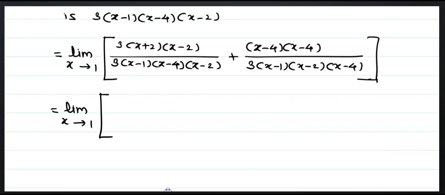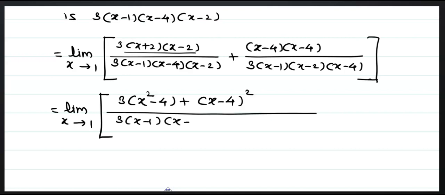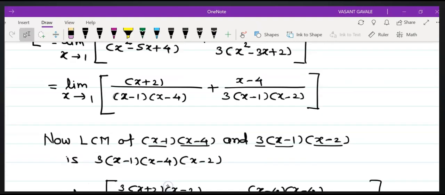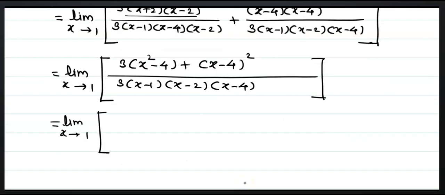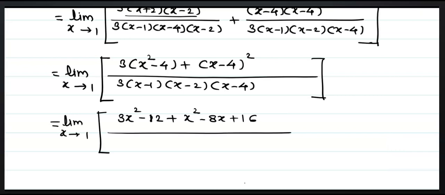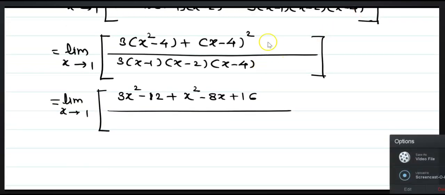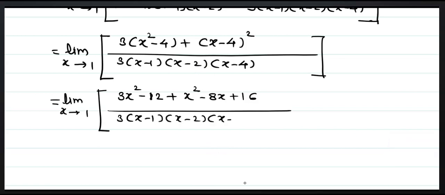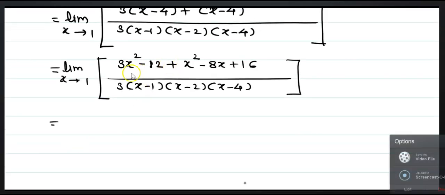Therefore, limit x tends to 1. Value this. That is limit x tends to. This is important. 3x square minus 12 x square minus 8x plus 16, that is x minus 4 bracket square. We have written the expansion of this x minus 4 bracket square. Now next, in the denominator, keep it as it is because they are in the factorization form.